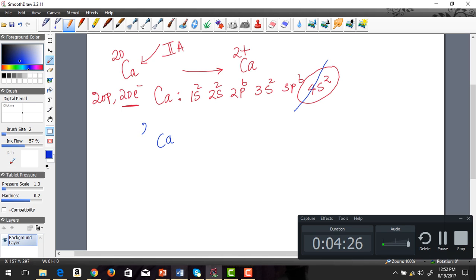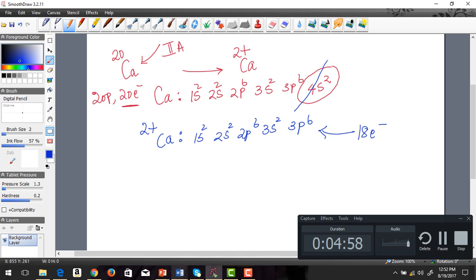So to make the Ca2+ configuration, all you've got to do is just get rid of the 4s2 from the picture. So Ca2+ would be 1s2, 2s2, 2p6, 3s2, 3p6, right? All we have done is that calcium has lost 2 electrons, so we no longer have 20, we only have 18 now. I believe so, yeah, 18 electrons. All right, so this is how you write electronic configurations for ions.